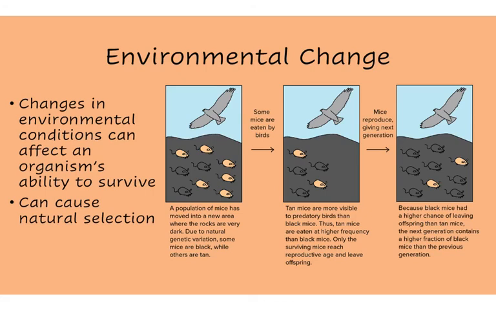So those black mice are going to survive and reproduce into the next generation, giving us another generation of primarily black mice, because those tan mice did not survive. They did not survive to be able to reproduce because they got eaten. So it's this idea of environmental change that can cause natural selection. Natural selection occurs because some organisms are not as well adapted to their environment as others are, and so they cannot survive to reproductive years and reproduce offspring.